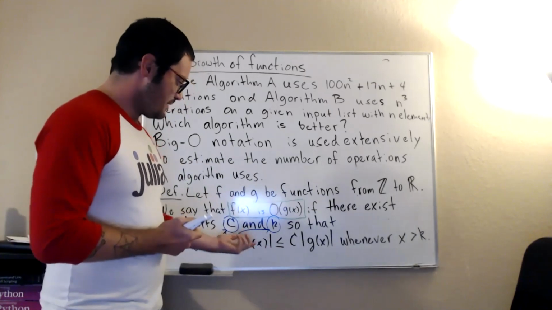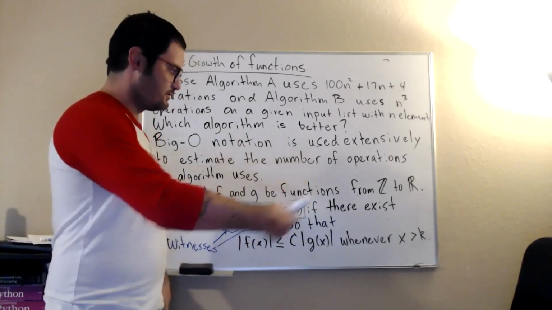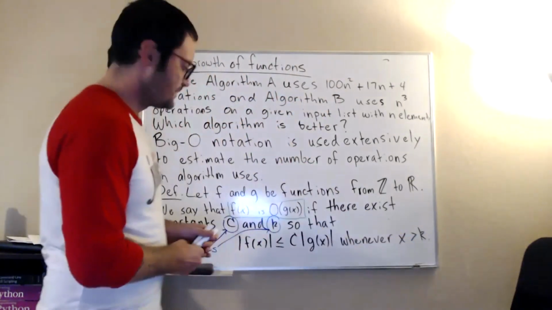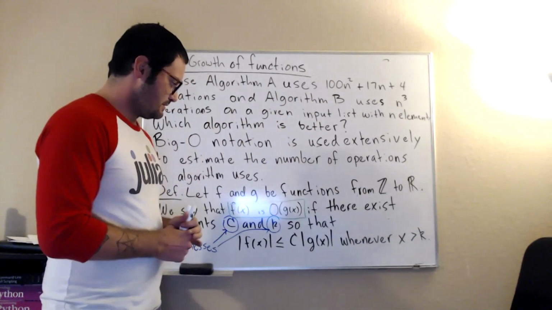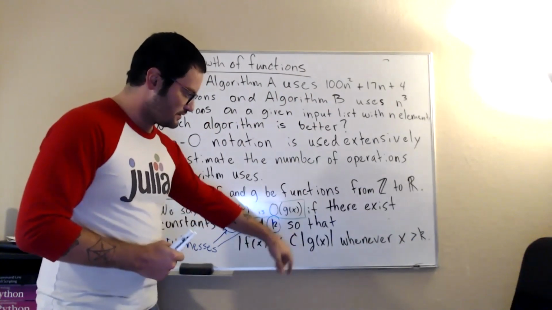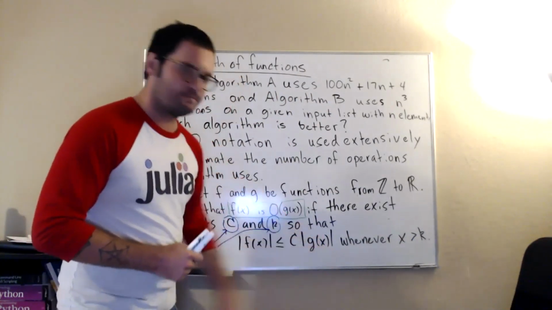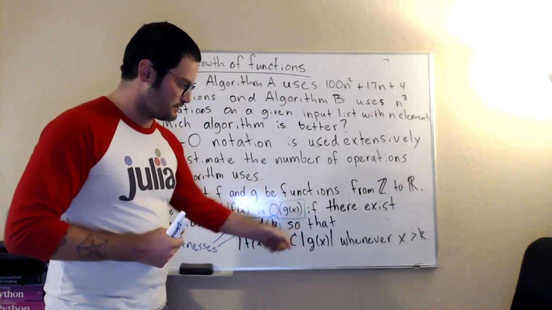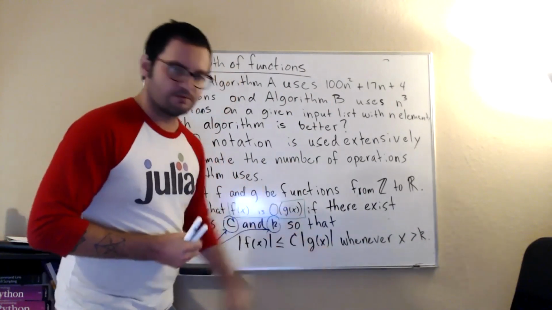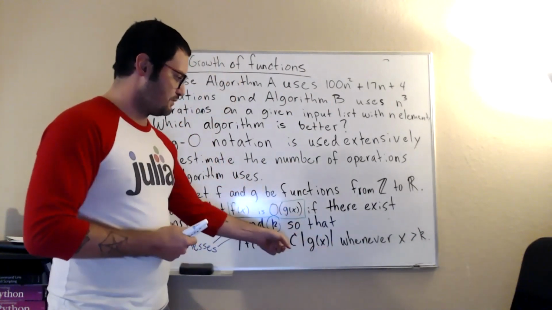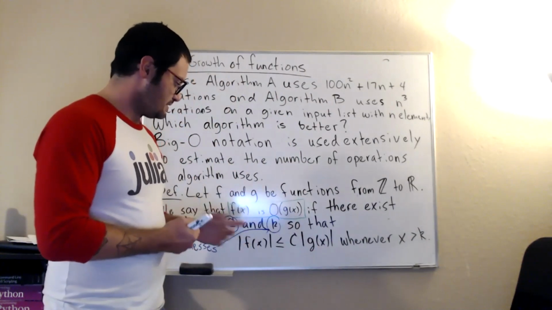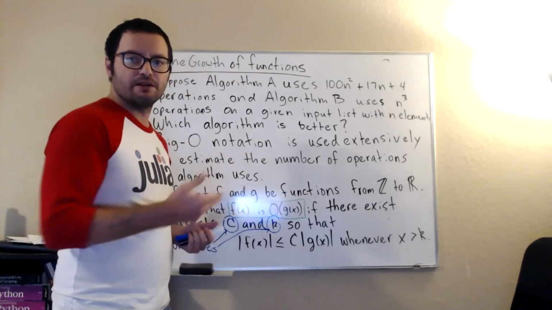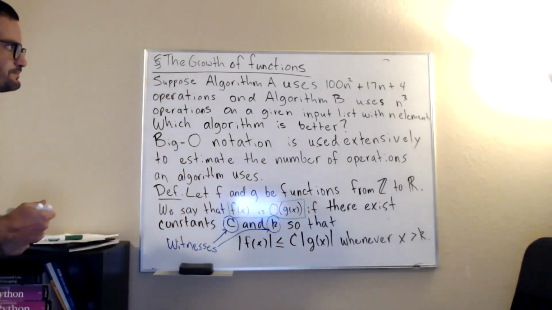It's saying that the magnitude of f, as x gets bigger and bigger, because we're looking at all x greater than some value k, is bounded above by some constant multiple of the magnitude of g. In other words, this function is not growing faster than a constant multiple of the other function. So this constant multiple tells us that, in a sense, this function is behaving like that. It's bounded above by that function, okay?